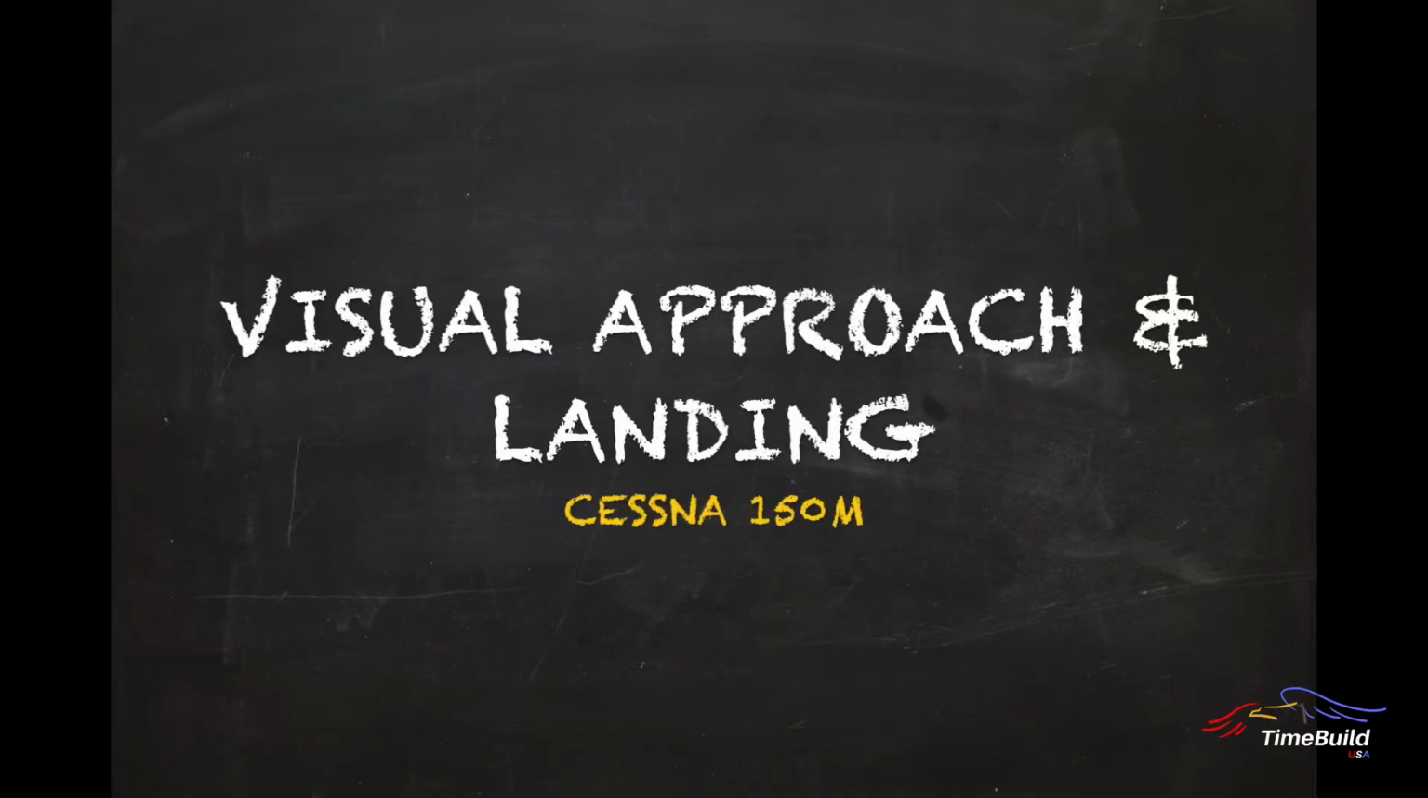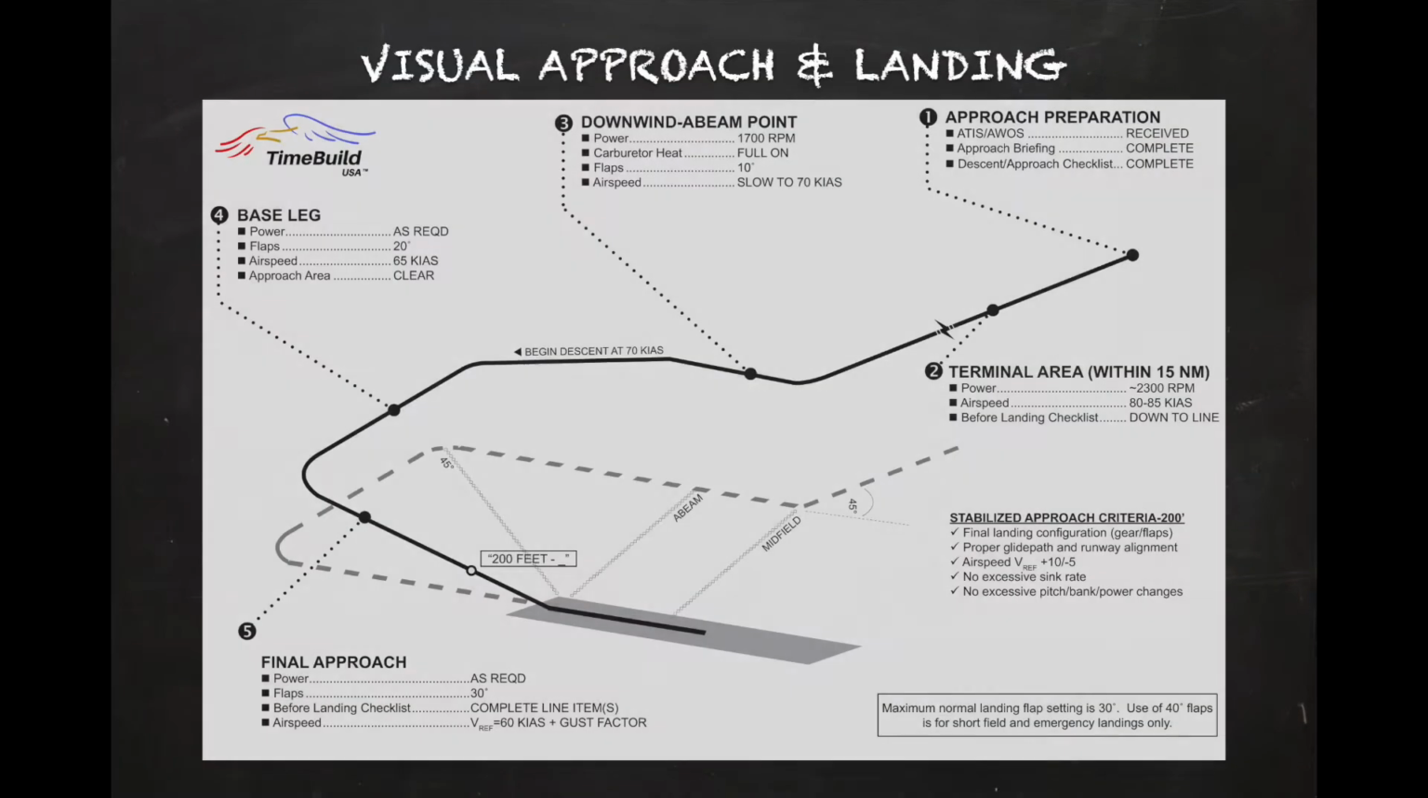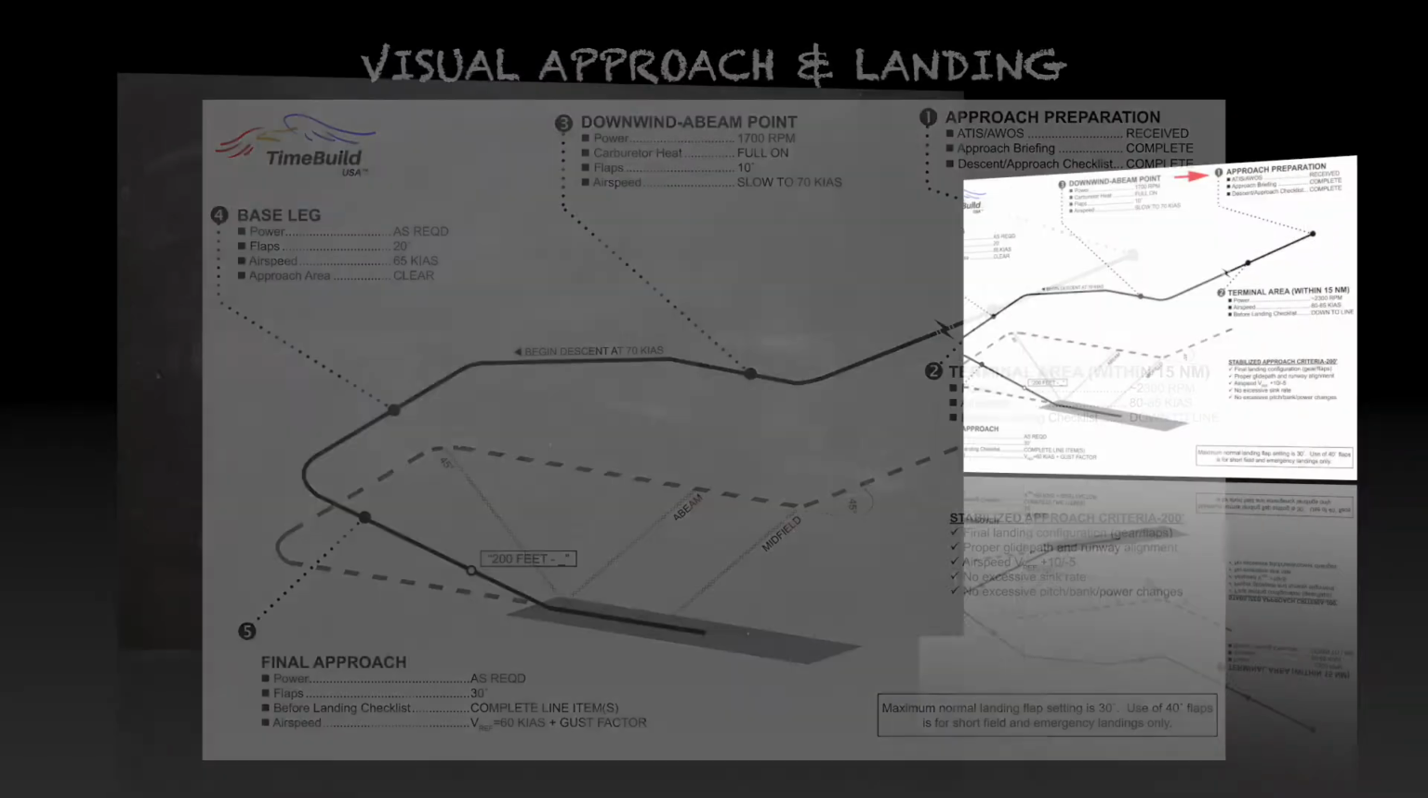In this video presentation, we'll look at the visual approach and landing for the Cessna 150M and discuss the stabilized approach criteria. Visual approach can take many forms depending on traffic, ATC, weather, noise abatement procedures, and more. In our example, we will consider a typical entry onto the downwind leg of the traffic pattern as shown here. Pilots will need to be able to adapt this profile to their specific situation.